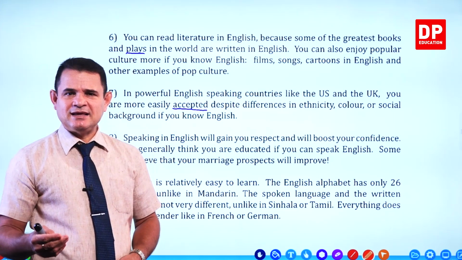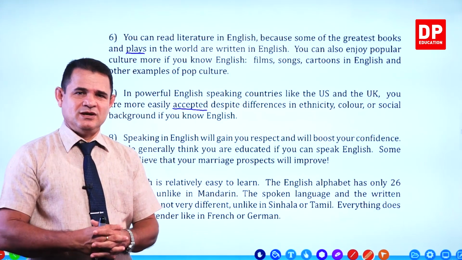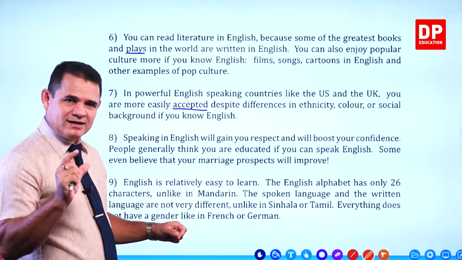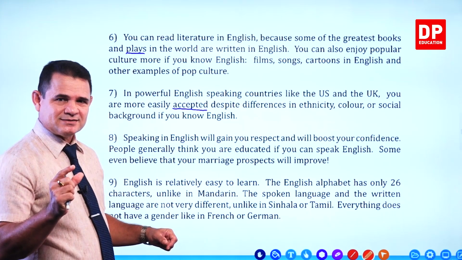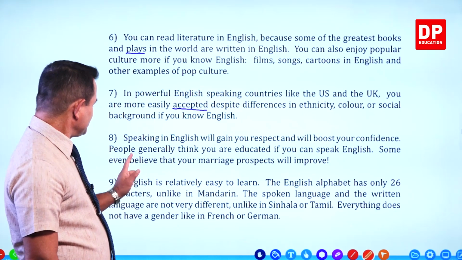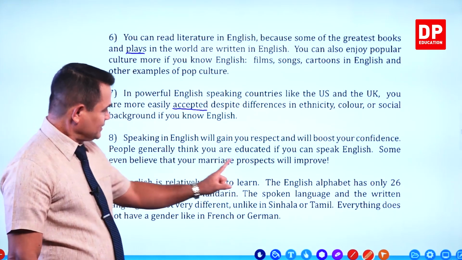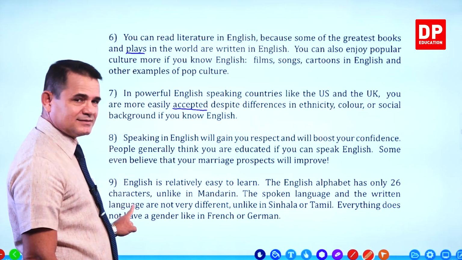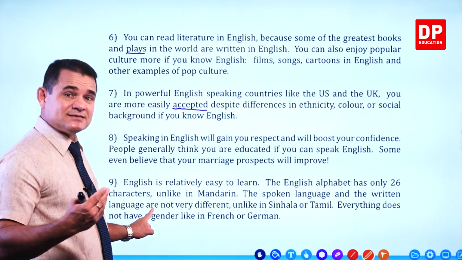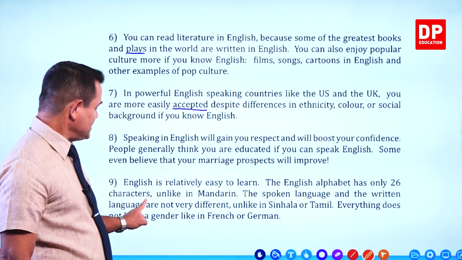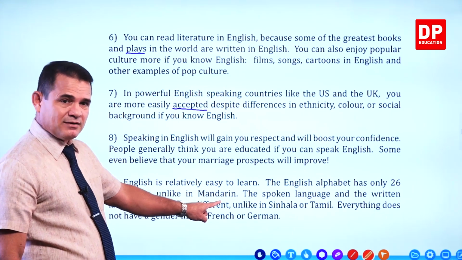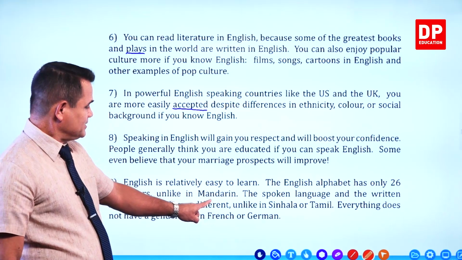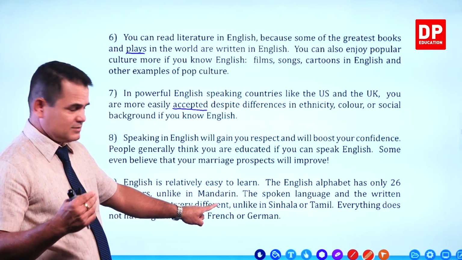So if you take other languages, sometimes many more. ඊට වඩා ගොඩාක් වැඩි. Right? But in English, very limited number of letters. And then the English alphabet has only 26 characters. 26 letters. අකුරු 26. Unlike in Mandarin. Mandarin, another language. In China, ඒවයි වගේ නෙවෙයි, ඒකේ ගොඩාක් තියෙනවා.